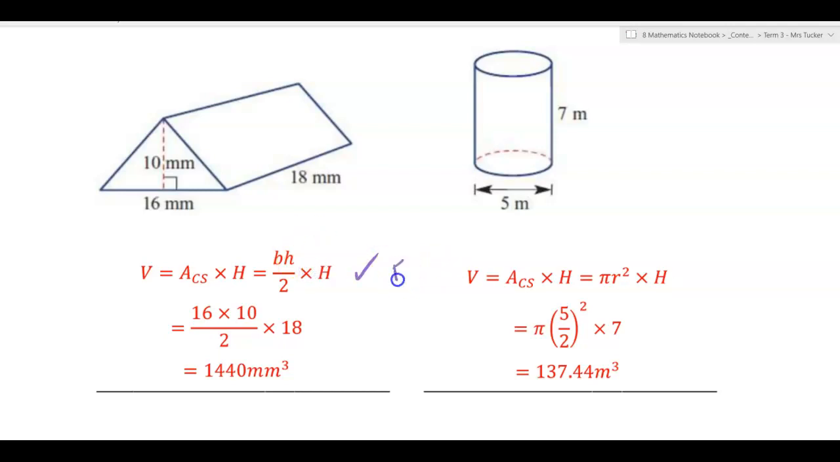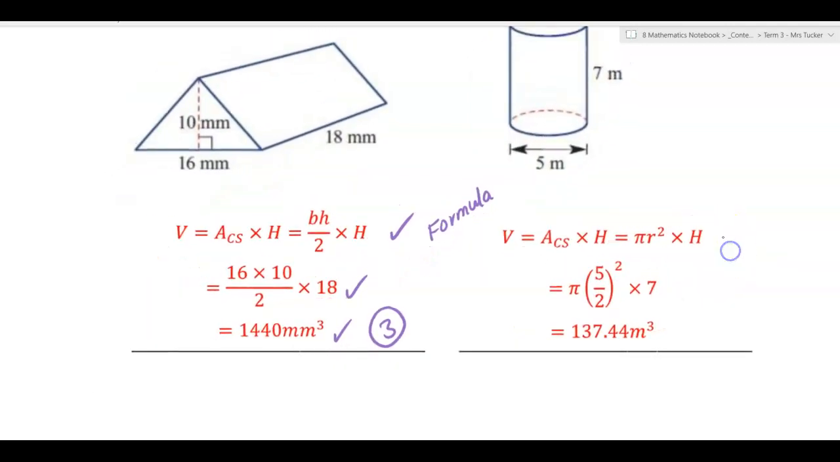So 1 point for formula. I don't mind which formula it is. It needs to be one of them. 1 point for substitute. 1 point for answer with units. All right, and then for a cylinder, you probably would be looking to use that formula there, pi r squared h. And so that's 1 point for formula, 1 point for substitute. When you substitute, the radius equals half of the diameter, which was given to you. That's the same thing as 5 on 2, so that's fine. 2.5 is fine.